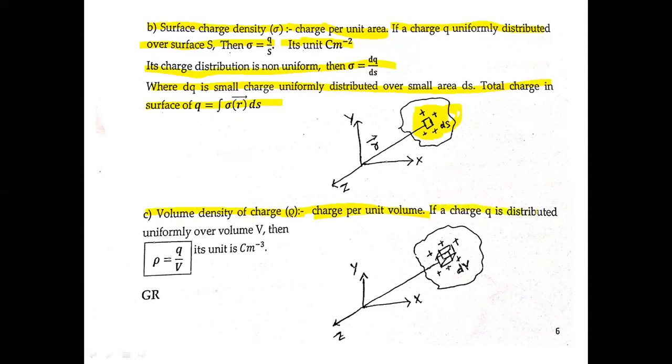If the charge Q is distributed uniformly over the volume V, then it can be written as rho equals Q divided by V. Some of the concepts I am telling you extra for your understanding, which are not there for your exams also. Its unit is per centimeter cube. You can see in the diagram, this is the volume dV. Around it, the charges are present.